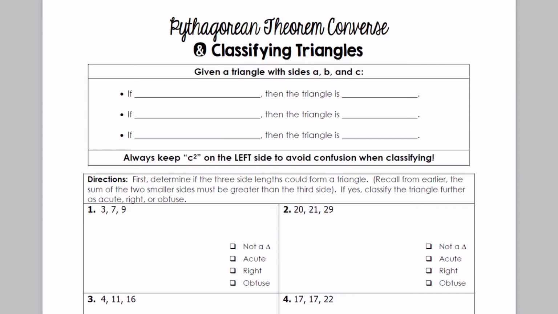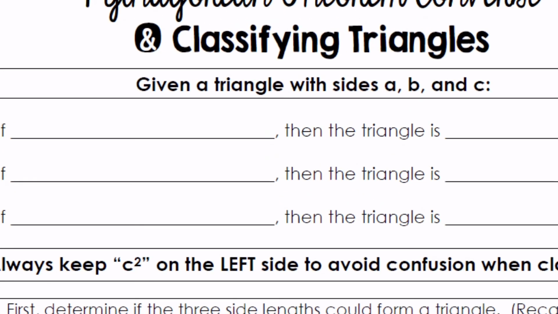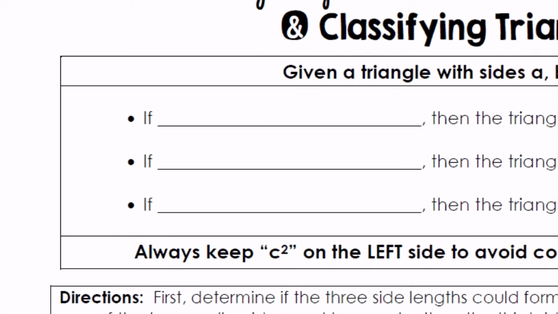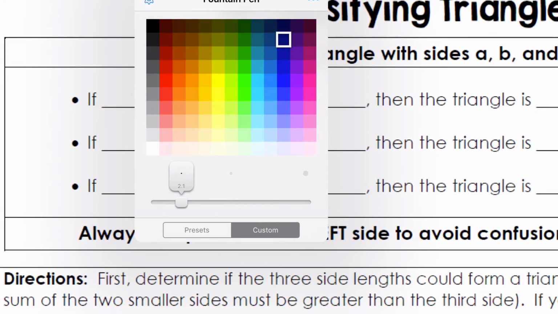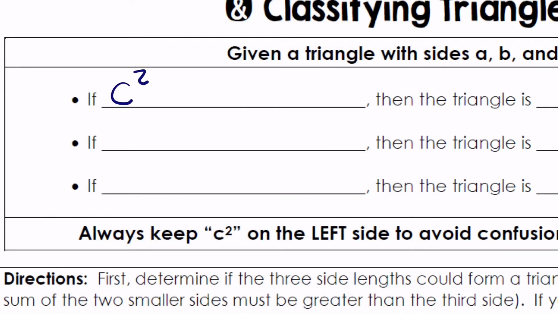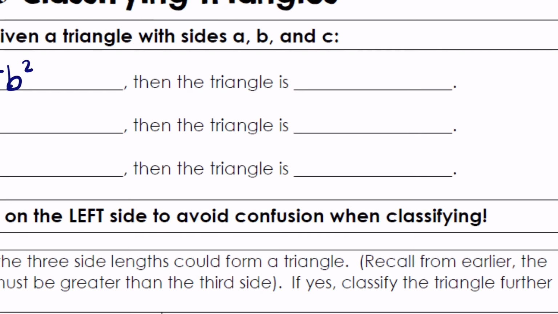We're going to talk about the Pythagorean theorem, converse, and how we use that to classify triangles. So if I'm given a triangle with sides A, B, and C, if C squared equals A squared plus B squared, then the triangle is right. Right? That's our Pythagorean theorem.